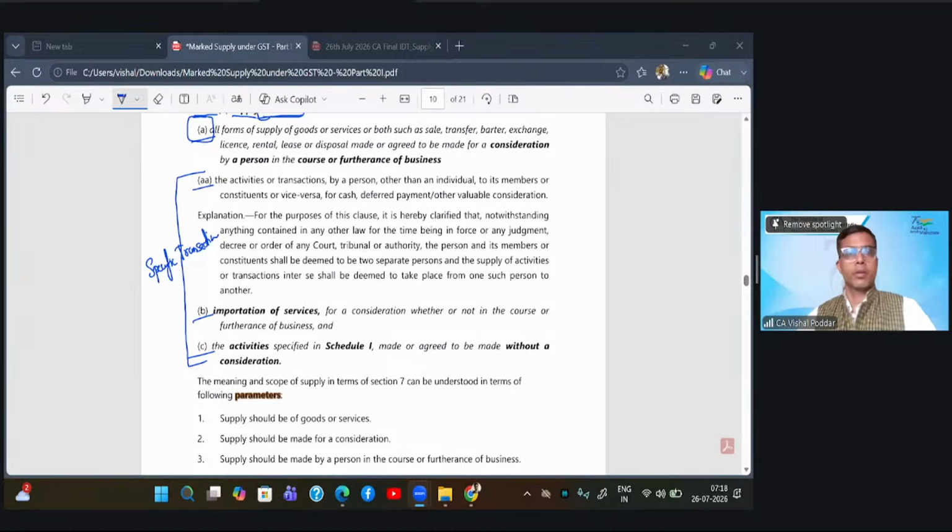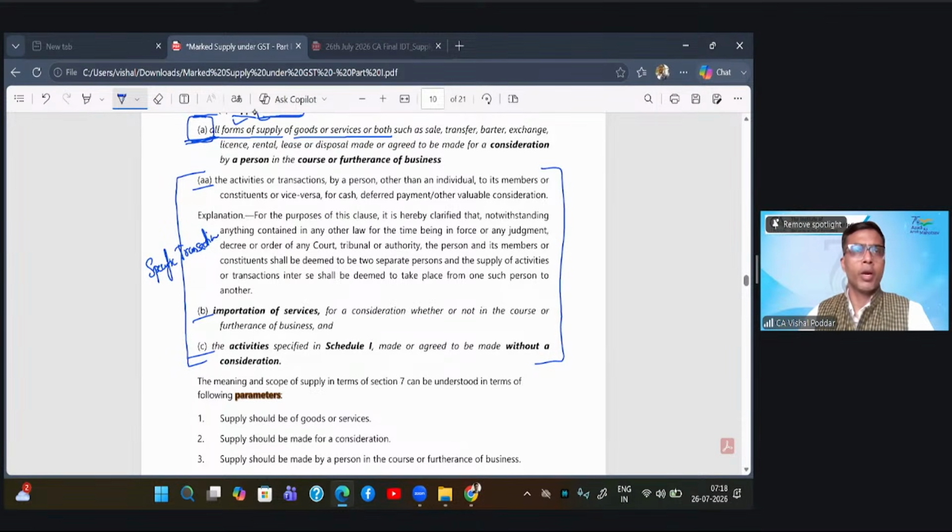Okay. Now, how is supply to be understood? This is the most important part, students, because specific things you can remember because they cover one of the situations. But what is applicable to each and every situation will be clause A. So it says supply means all forms of supply. Now, interestingly, within the term supply, they have again used the word supply. What is all forms? We will understand. Then this all forms of supply should apply to goods or services or both.